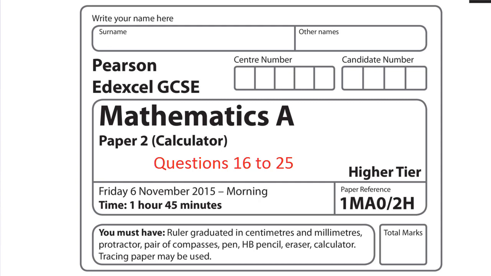Hello, today I'm going to finish off this higher tier calculator paper. It is from November 2015, questions 16 to 25. So let's get started.